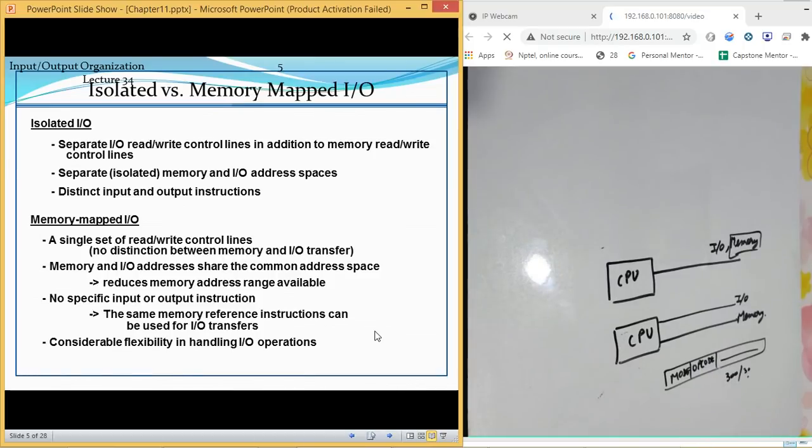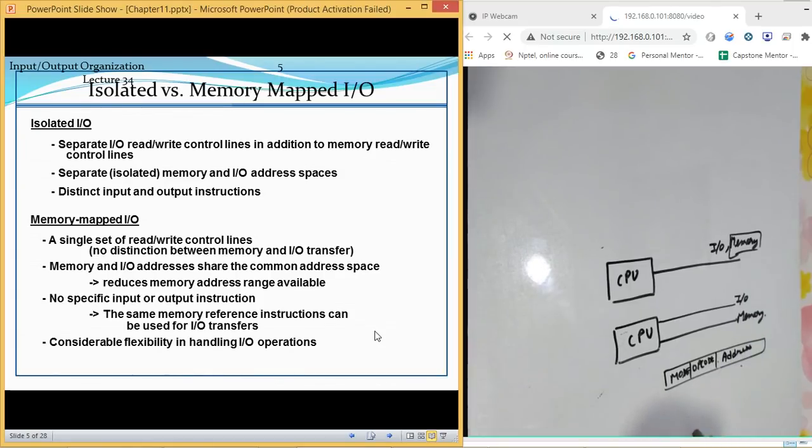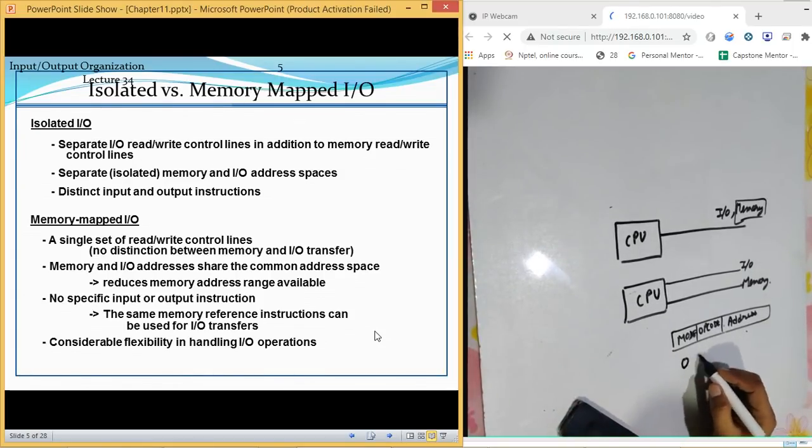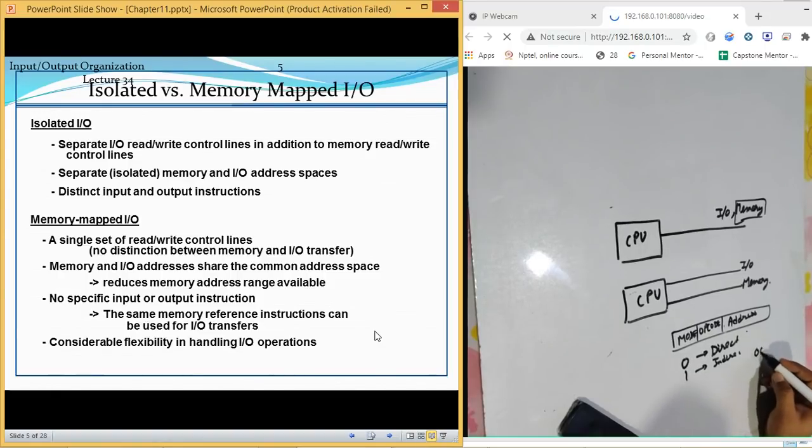Now, if you remember, we studied something like this in which we were having mode, opcode, and address. We studied that if mode is 0, it is a direct address. If it is 1, it is indirect. If the opcode is from 000 to 110, it is a memory reference. If it is 111 and this value is 0, it is a register reference. If it is all ones, then it is an input output operation.